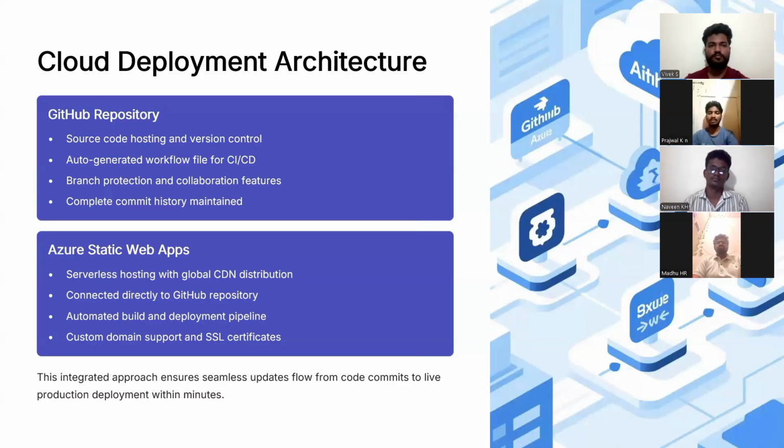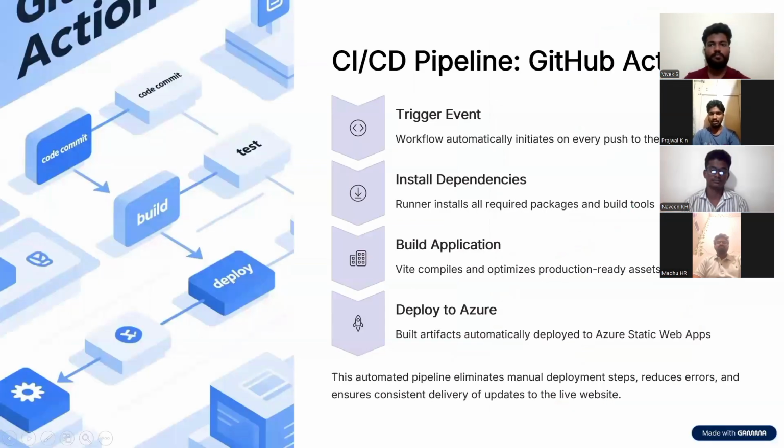And the next slide is the CI and CD pipeline. For this, GitHub Actions is required. CI/CD stands for continuous integration and continuous deployment. This section explains the automated workflow steps. The pipeline has four steps. First is the trigger event, second is install dependencies, third is build application, and fourth is deploy to the Azure Static Web App.